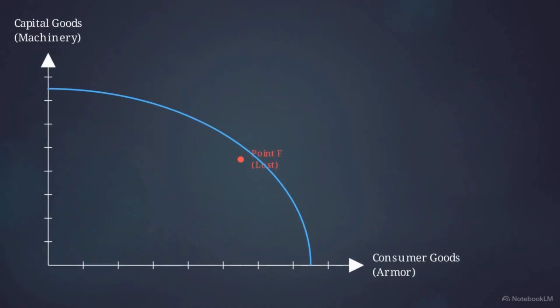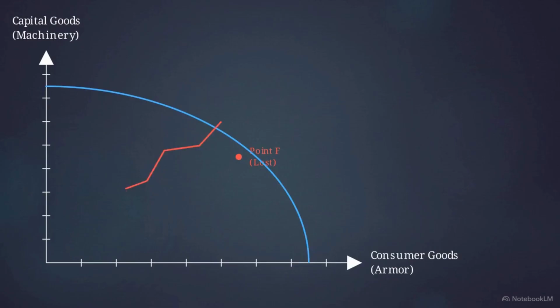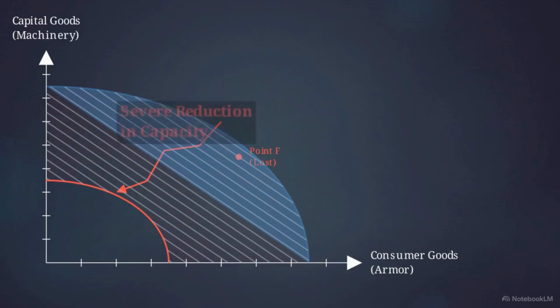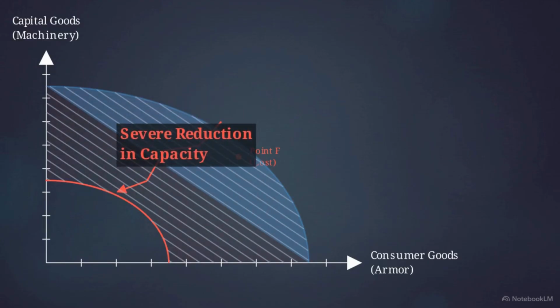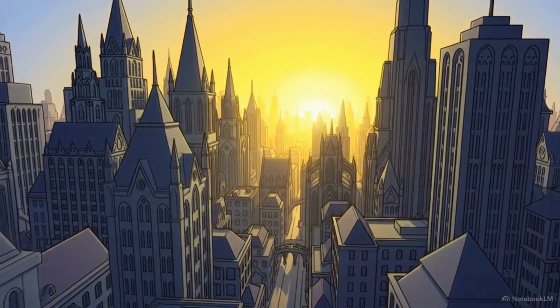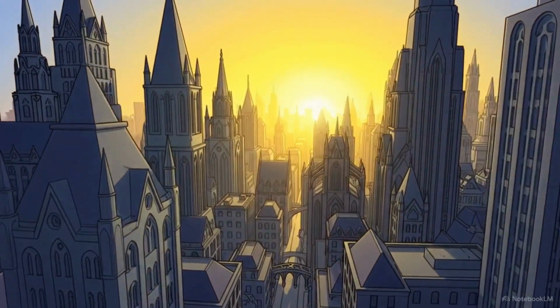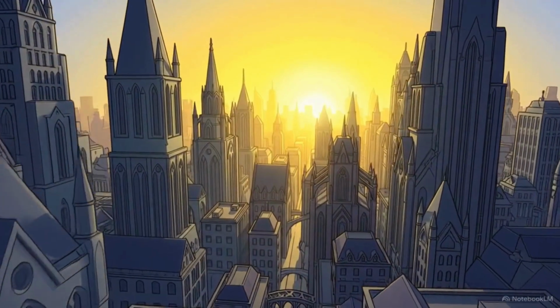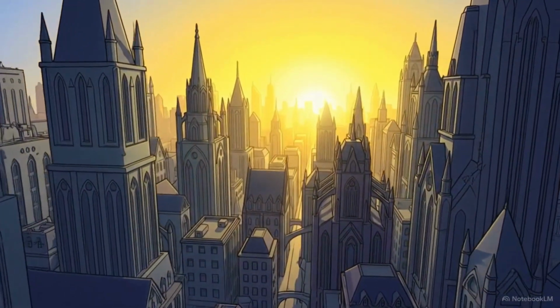The inverse is also true. If an earthquake destroyed half of Gotham's factories, the entire curve would shift sharply inward to the left, representing a severe reduction in the city's productive capacity. While resources are always bound by scarcity in the present, human ingenuity, steady investment, and technological advancement can continually push the boundaries of production outward.